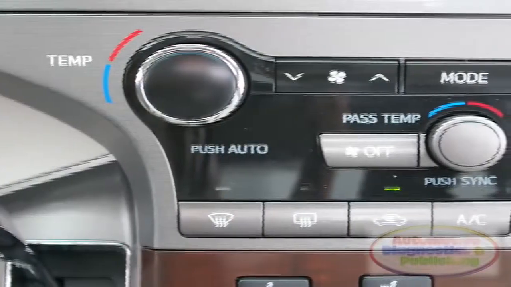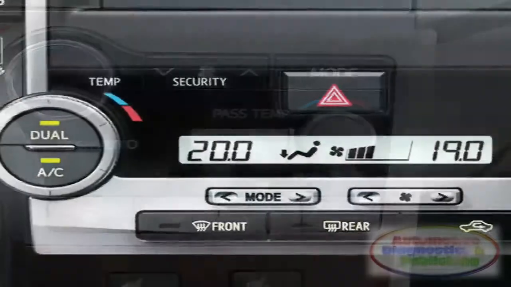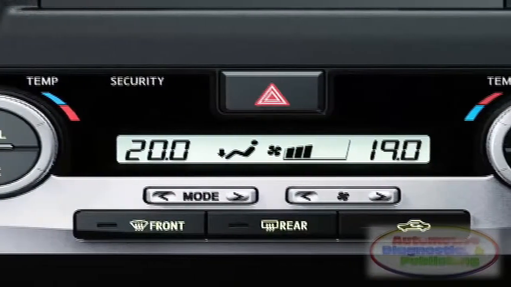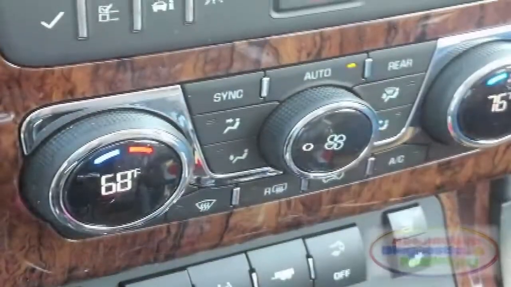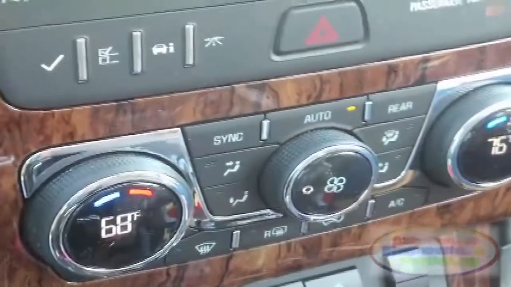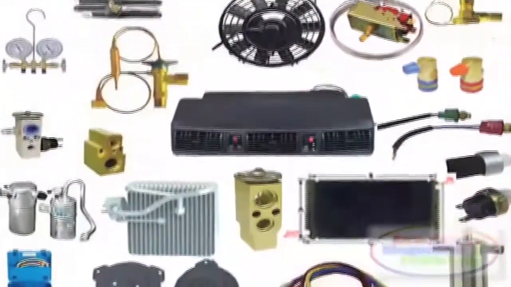Auto air conditioning systems at a glance. Automotive air conditioning came about in the 1940s. Since then, technologies such as computerized automatic temperature control, which allows you to set the desired temperature automatically, have added a great deal of complexity to today's modern air conditioning system.